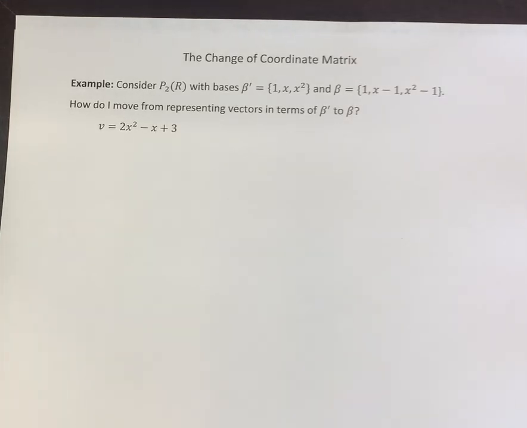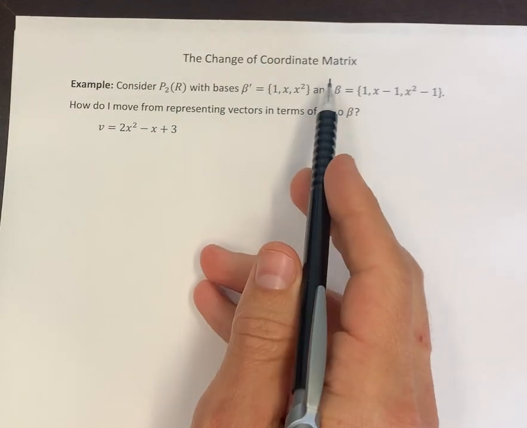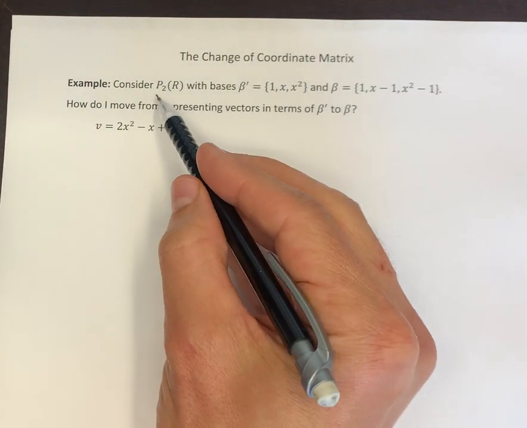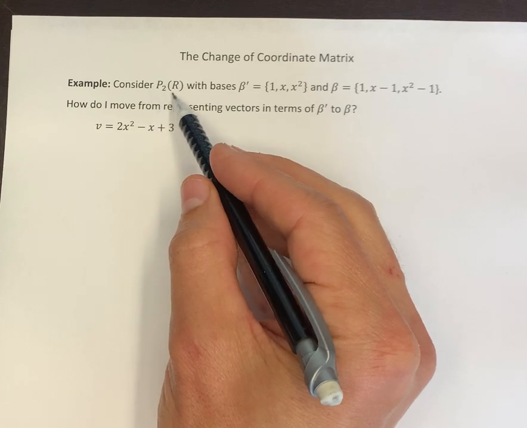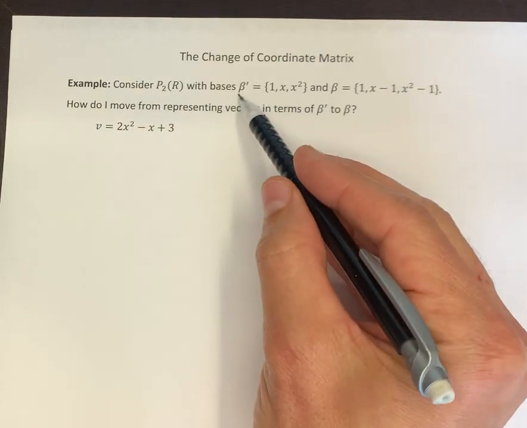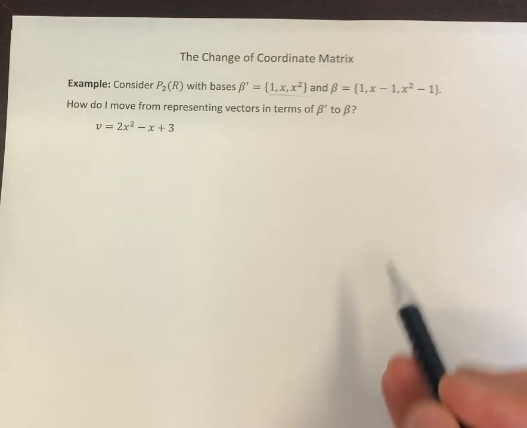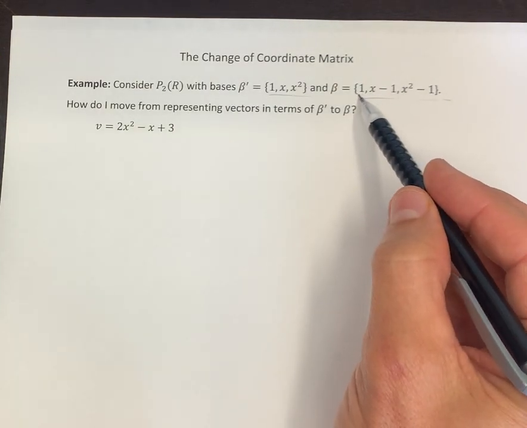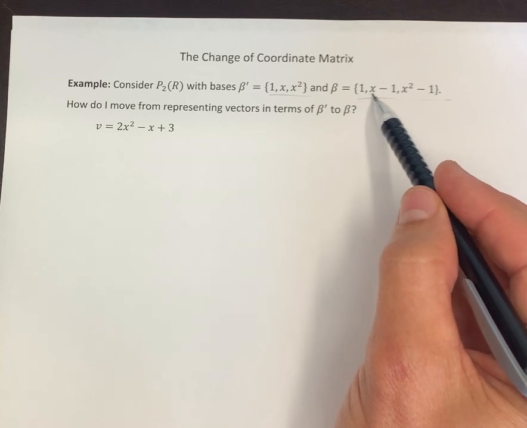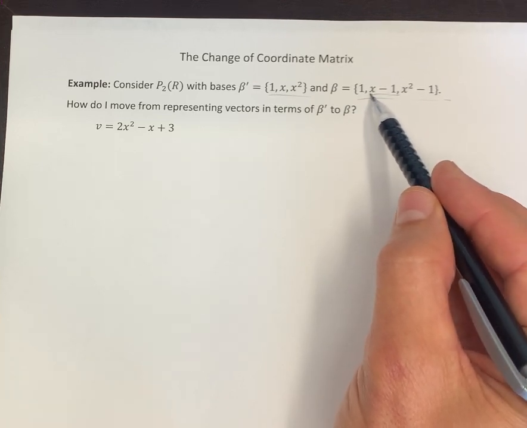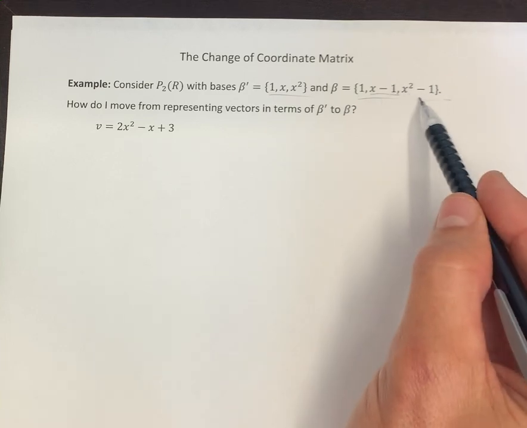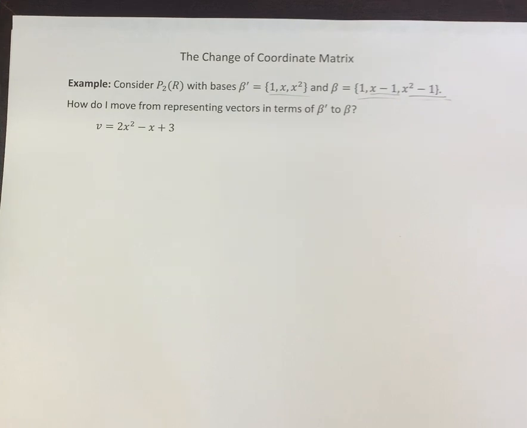Let's look at an example of a place where you need a change of coordinate matrix. So change of coordinate matrices work when we have a vector space, polynomials of degree at most 2, and you have two different bases. So here's the canonical basis, and here's another basis. So let's imagine for some reason you're more interested in the basis where one of the basis elements is x minus 1, and one of the basis elements is x squared minus 1. So for some reason you want polynomials that have zeros at 1, right?